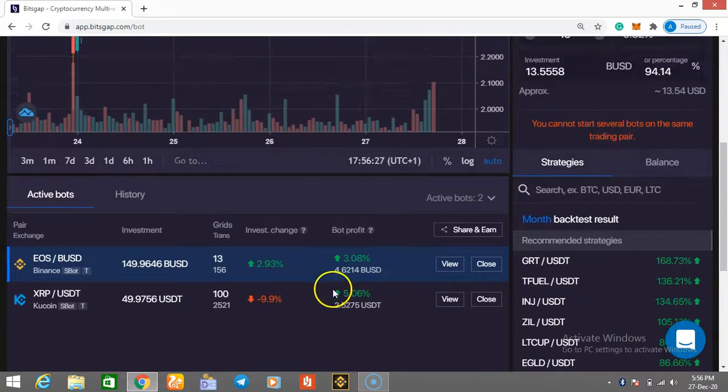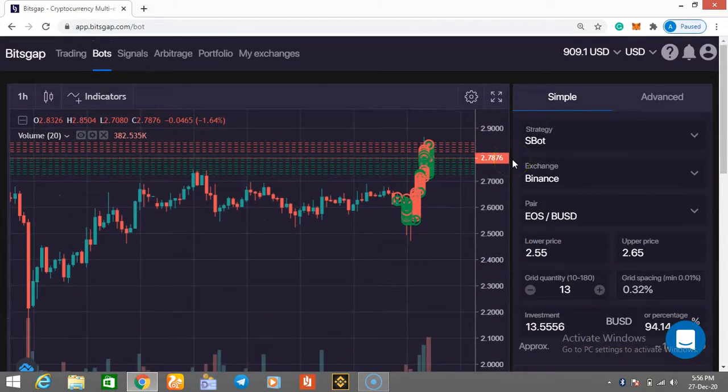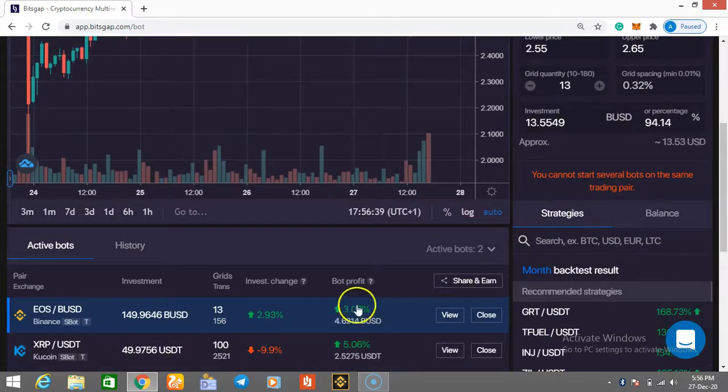So if you want to do high frequency trading, make sure that your target is day trading, or you prefer to become a swing trader. That is what you can do.